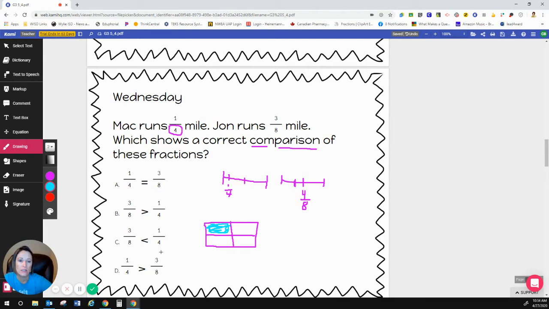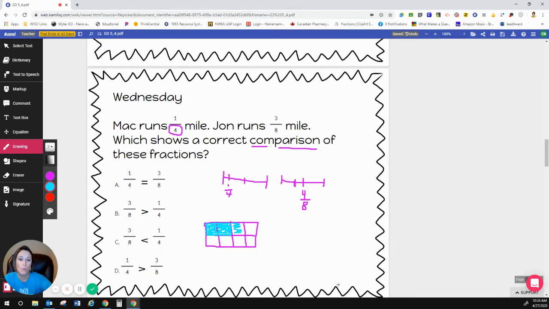How can I partition into 8s? Well, I know that I can make 8s with 4. It's just double. So I'm going to partition this now into 8s. Okay, so there is my 1/4, and it is how many 8s? Right, it's 2 out of these 8, and I need to do 3/8. So we're going to go ahead and shade it in.